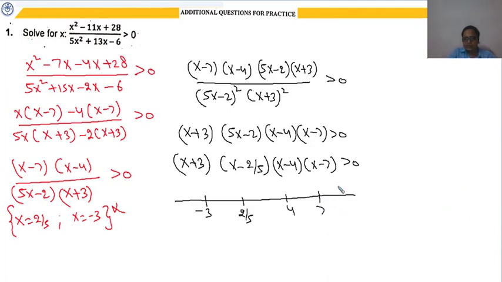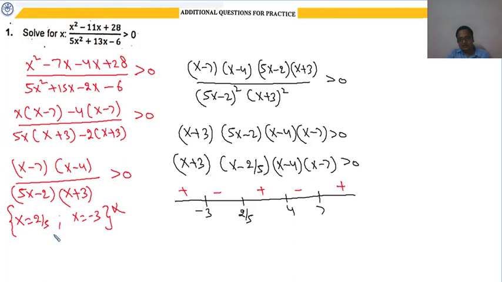And we know the right hand side is always positive. Why is it always positive? Take any number greater than 7. Suppose we are taking 10. 10 plus 3, 13, positive. 10 minus 2 by 5 is positive. 10 minus 4 is positive. 10 minus 7 is positive. All values are positive. Then it moves alternately: negative, then positive, then negative, then positive.